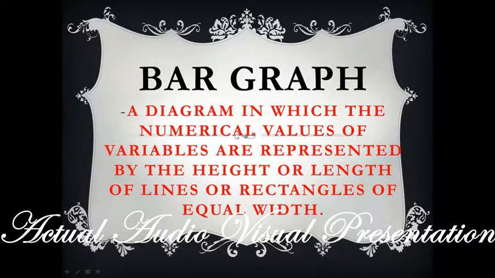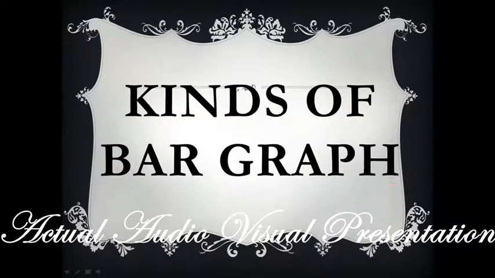Bar graph compares amounts and quantifies. A diagram in which the numerical values of variables are represented by the height or length of lines or rectangles of equal width. Kinds of bar graph: simple, histogram, horizontal bar graph.